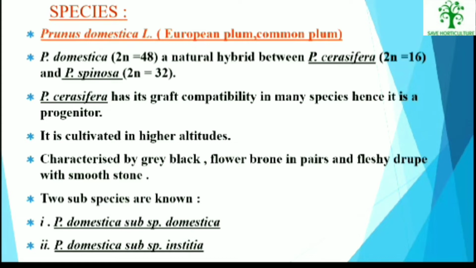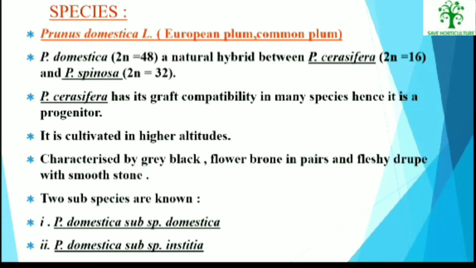Species Prunus domestica, commonly called European plum and common plum. Prunus domestica, with chromosome number 2n equals 48, is a natural hybrid between Prunus cerasifera, with chromosome number 2n equals 16, and Prunus spinosa, with chromosome number 2n equals 32. Prunus cerasifera has graft compatibility with many species, hence it is a progenitor. It is cultivated at higher altitudes.